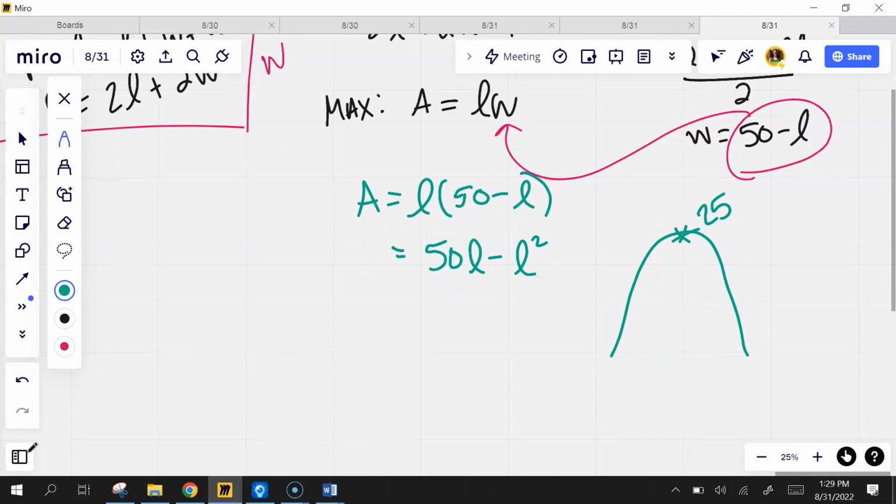If this is 25, that means my length is 25. If my length is 25, what does my width have to be? There's two of these, right? So I've used up 50 of my 100 in lengths. Leaves me 50 left, which means my width has to be 25. That means it's a square.